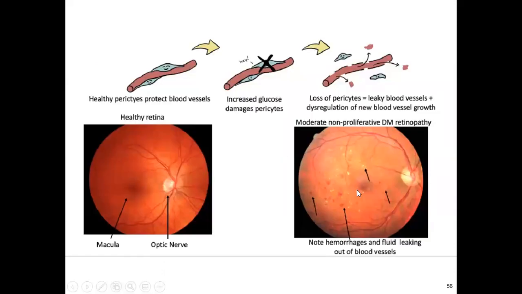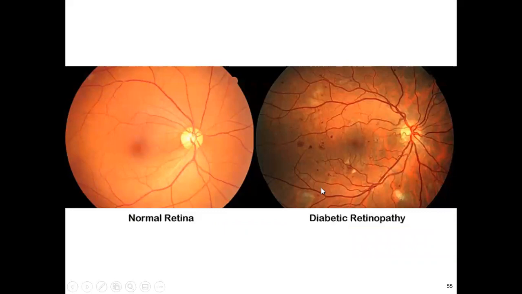Here it is showing a healthy person's retina. This is called the optic nerve and macula. But here it is showing a patient who has diabetic retinopathy, same picture, with hemorrhagic spots, and also fluid leaking out of the blood vessels. These are hemorrhagic spots.